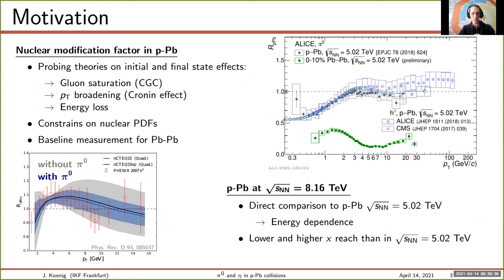Yeah, so let's start with a short motivation. Why do we want to measure the nuclear modification factor? So the RpA is shown here on the right for 5 TeV for different particles. And from this nuclear modification factor, when we compare it to theory, we can learn about initial and final state effects, such as gluon saturation, pT broadening, or energy loss. And furthermore, we can also constrain nuclear PDFs, as shown in the bottom left plot, where you can see that the inclusion of the pi zero measurement really decreases the uncertainty of the theory. And furthermore, we can, of course, use the p-Pb collision system as a baseline for the lead-lead collision system. So now that we have p-Pb collisions at different energies, namely 8 and 5 TeV, we can also look at the energy dependence of the RpA.